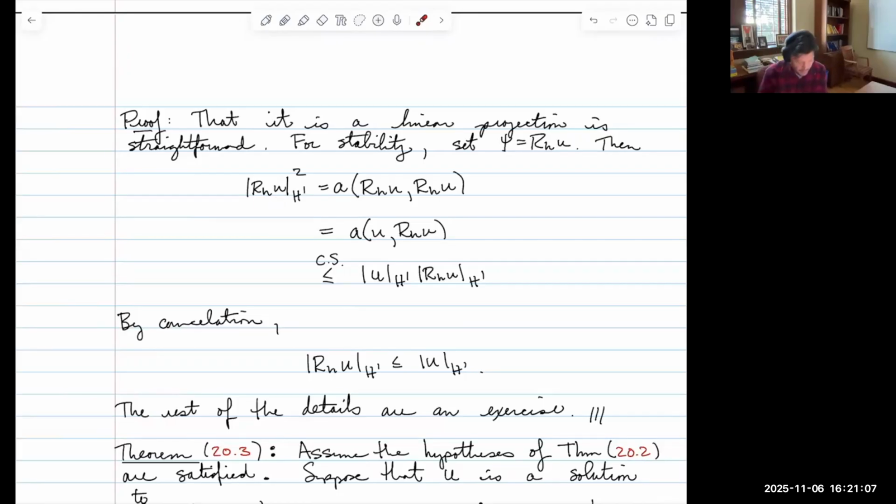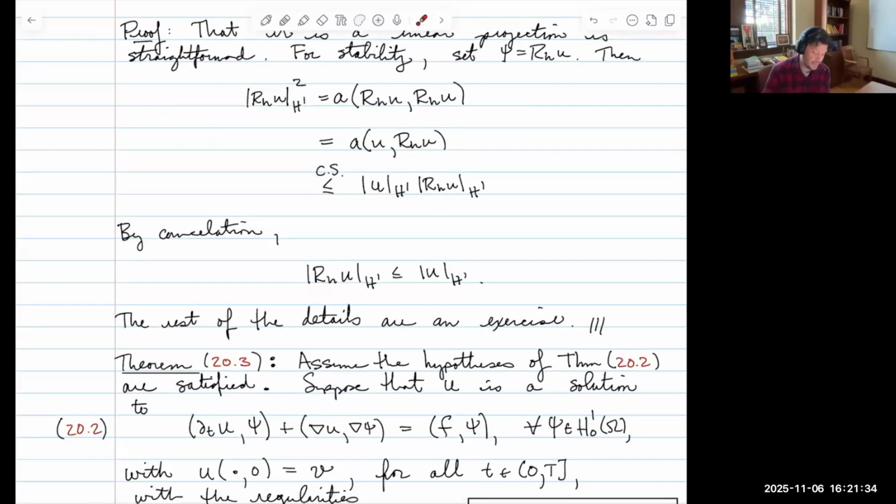That's the H1 semi-norm of RHU squared. Now, on the right-hand side, with my definition, I have this. And the way I can take care of that is just apply Cauchy-Schwarz. Cauchy-Schwarz says right away that this is less than U in the H1 semi-norm times the H1 semi-norm of RHU. And now I have a square over here and a single over here. By cancellation, I can divide both sides by that.